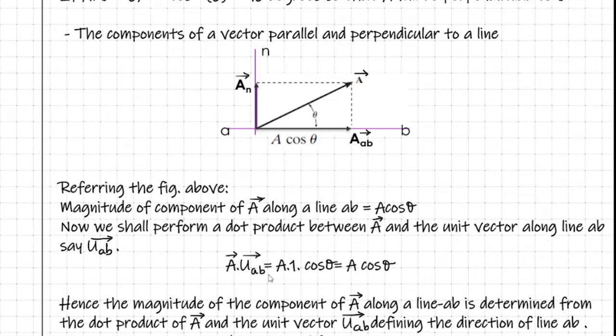As per our earlier definition, this is equal to the magnitude of vector A, that is A, into the magnitude of vector UAB. You know that UAB is a unit vector. Accordingly, its magnitude is 1, into the cosine of the angle between these two vectors, vector A and the unit vector in the direction of AB. That is obviously cos theta, where theta is the angle which vector A makes with the line AB. So that is A cos theta. We find that this value A cos theta matches the magnitude of the component of vector A, which we calculated as A cos theta.